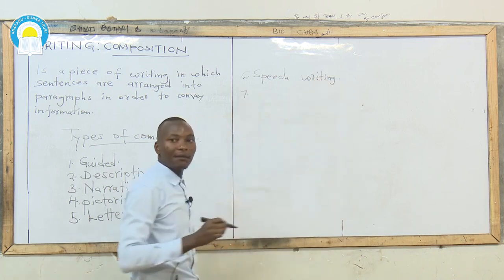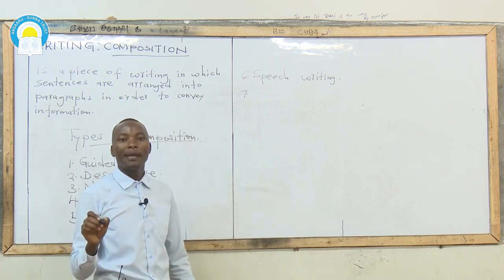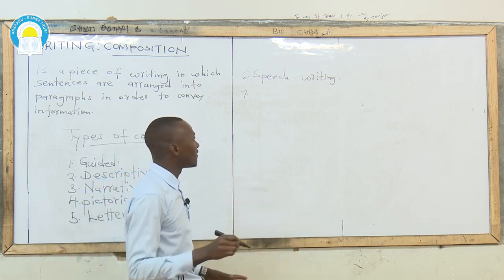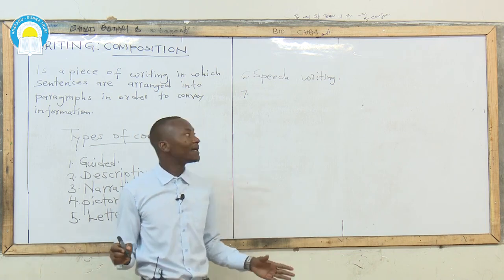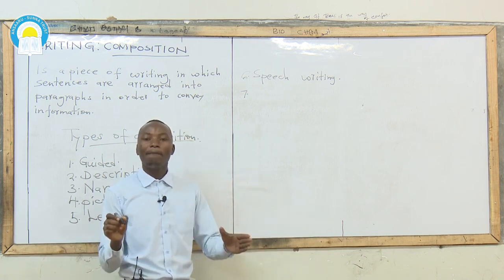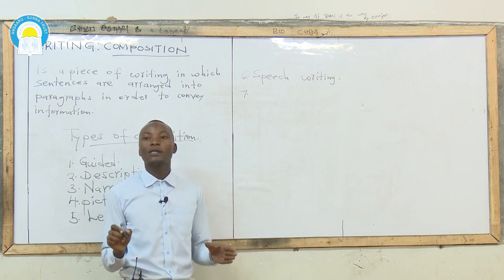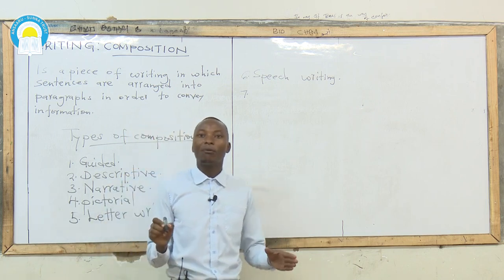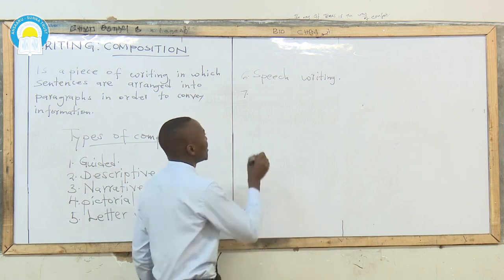Then we shall be looking at minute writing. Another type of composition is called minute writing. I shall explain some of these in detail, but just for the viewers, the term minute refers to a true record of what was discussed in a meeting. So when you're writing the minutes, you are actually writing the points that were discussed or deliberated on in a meeting. So that's called minute writing.